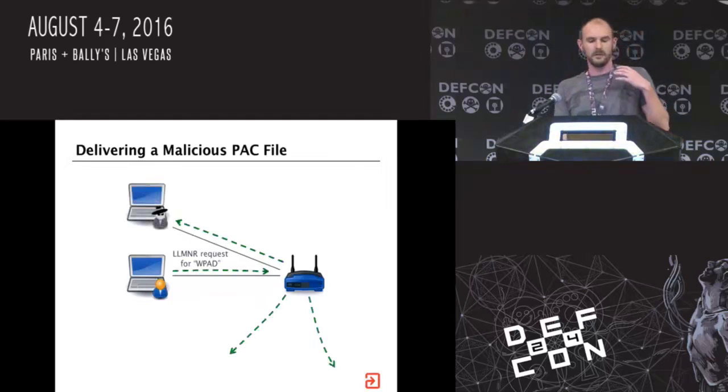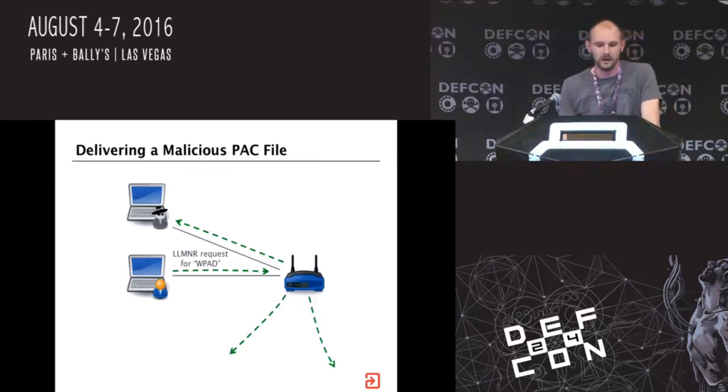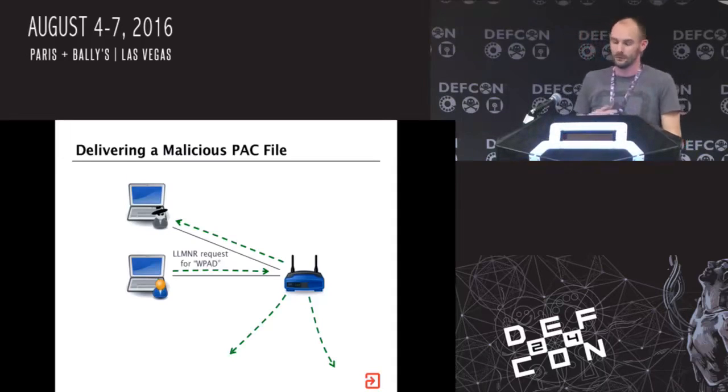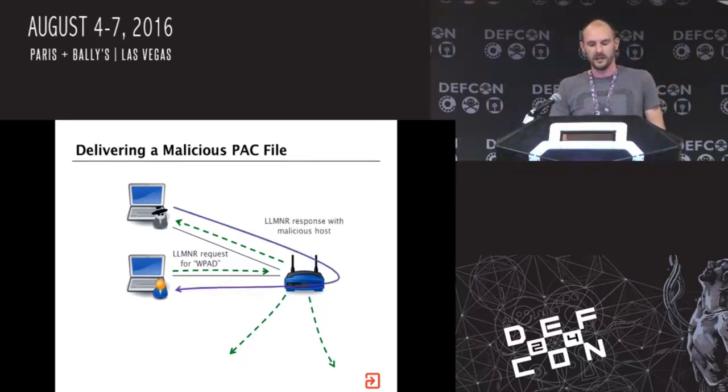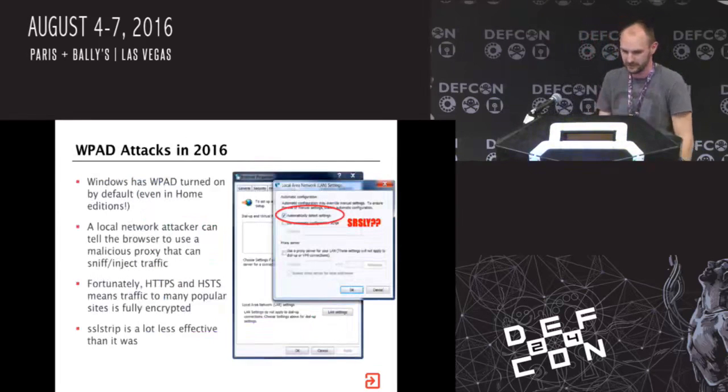The last method is from a network with a malicious actor that's on the same network as you, so not actually on the router. So if the system still hasn't got a pack file, it'll send out a link local multicast name resolution request for WPAD. So if you've ever opened up Wireshark on a Windows network, you'll see loads of requests for things like WPAD just being broadcast to other systems on the network. If any other system on that network responds, the user system will use that response to go and grab the pack file from the IP address given there. I'll hand back to you.